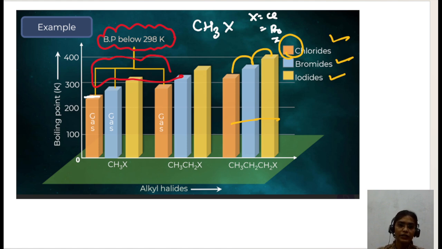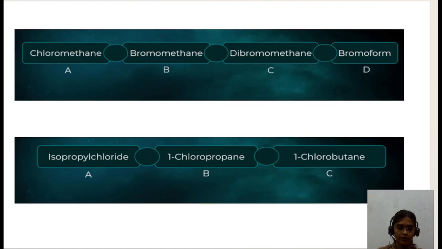Okay, now let's solve some questions. I guess you are ready, right? This is question number one. Please answer this question: chloromethane, bromomethane, dibromomethane, and bromoform. According to you, what will be the order? Very simple. Take some time and then answer the question. It's easy, but the problem with an easy question is always the reason behind the negative marking, right?